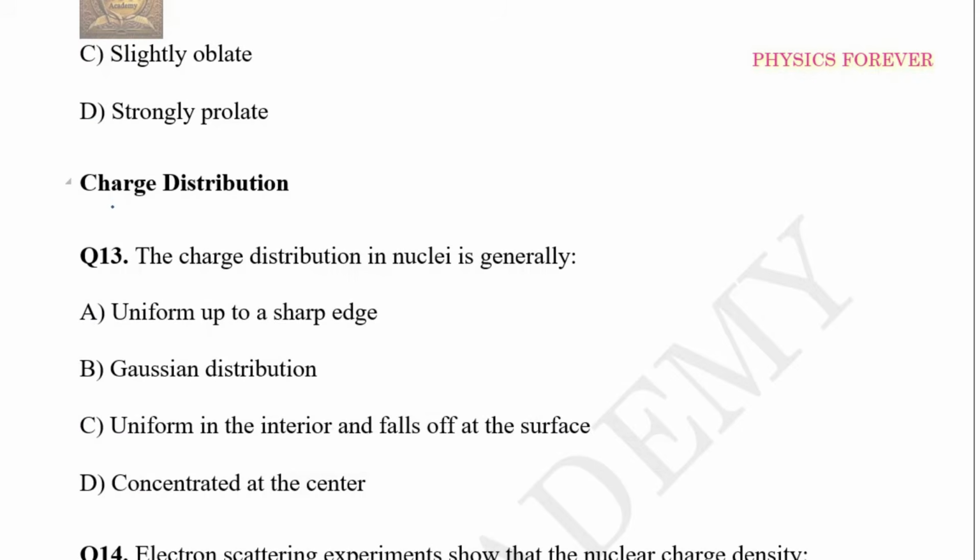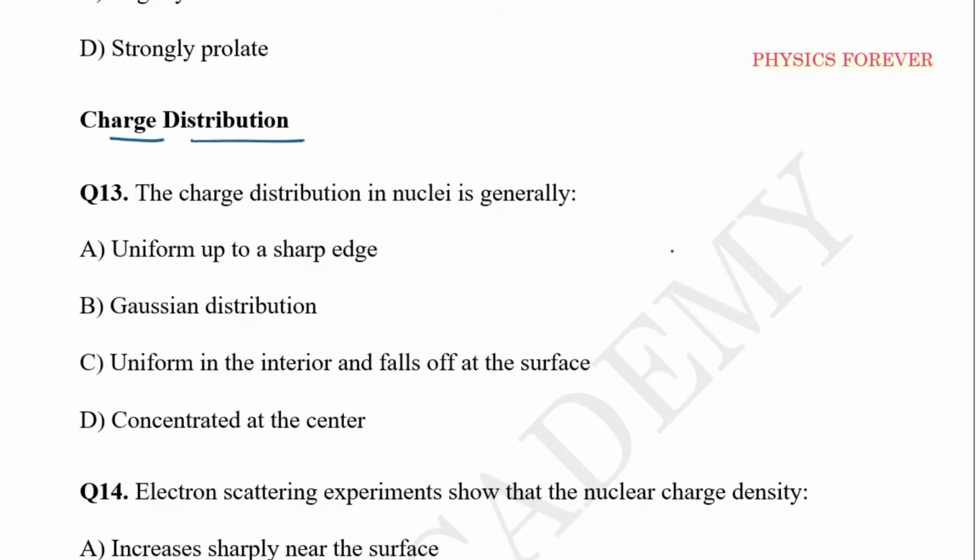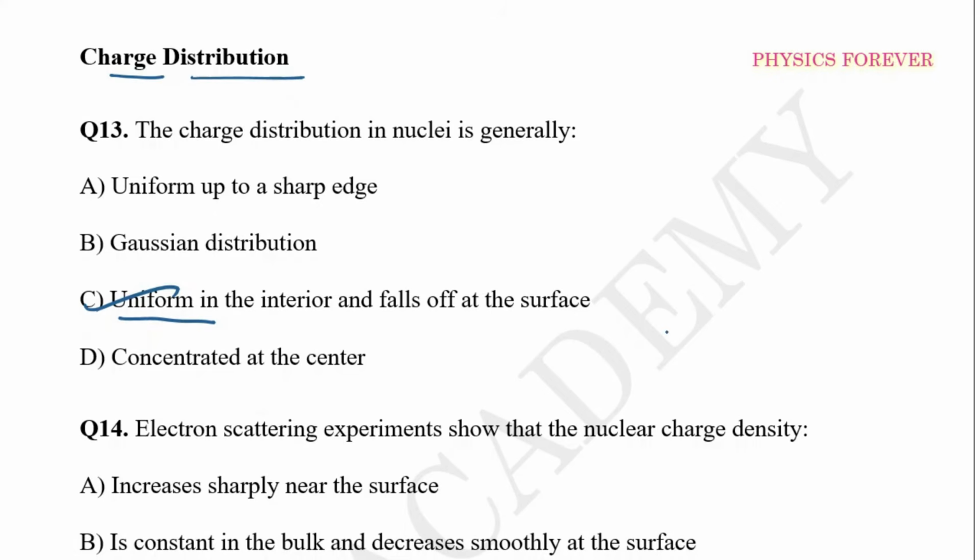So next is charge distribution. The charge distribution in nuclei, continuing from the previous question, should be uniform. These are all the key points of option C. Nearly uniform in the interior, then gradually falling off at the surface. So where will the charge density be uniform? Inside, and it falls off at the surface. Okay, these are the most important.